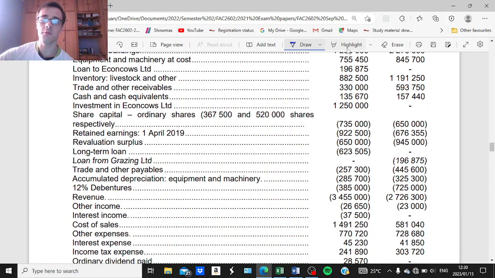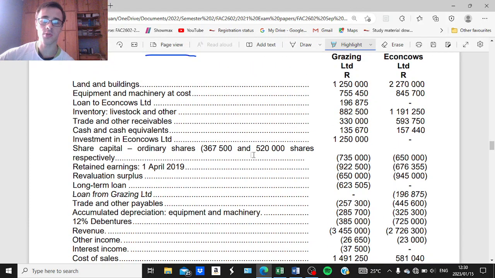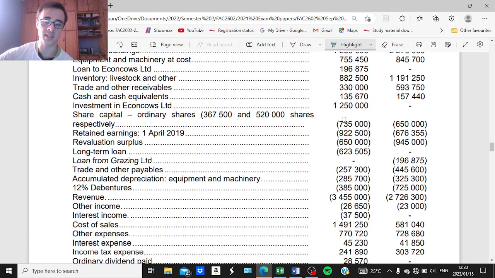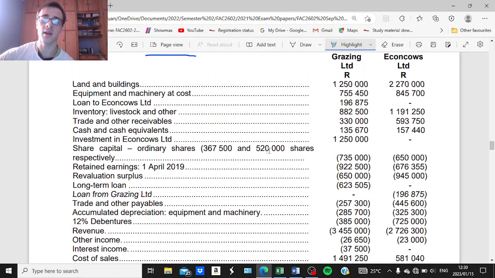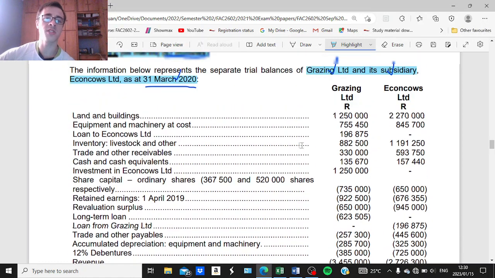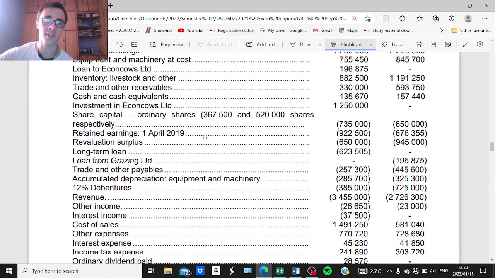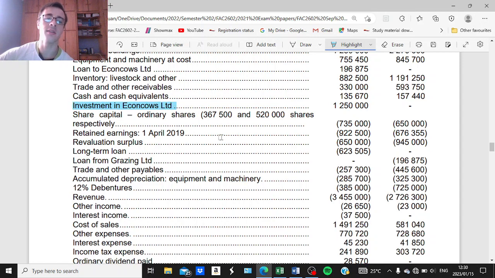If we look at our given trial balances, the parent's figures are listed first, and then those of the subsidiary. So what we are specifically looking for before we start with additional information is the investment in subsidiary line item. And you will find that item right here, the investment in Consolidated Ltd, which is 1.25 million.